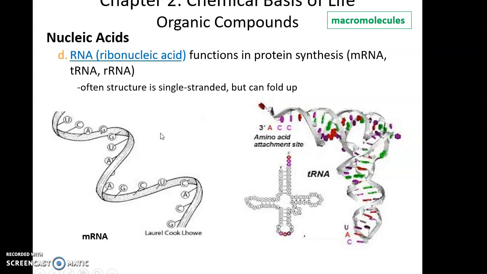So RNA functions in protein synthesis. It's important for the production, the making of proteins, also known as translation. RNA can be a messenger RNA, a tRNA, or an rRNA: mRNA, messenger RNA, tRNA, transfer RNA, rRNA, ribosomal RNA. The RNA starts off as a long single strand. Messenger RNA stays one long single strand, while tRNA, on the other hand, ends up forming a complex shape with hydrogen bonding between nucleotides within that one strand. It folds up to be functional.